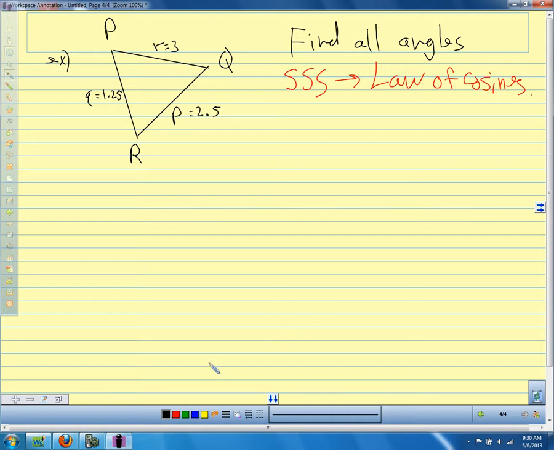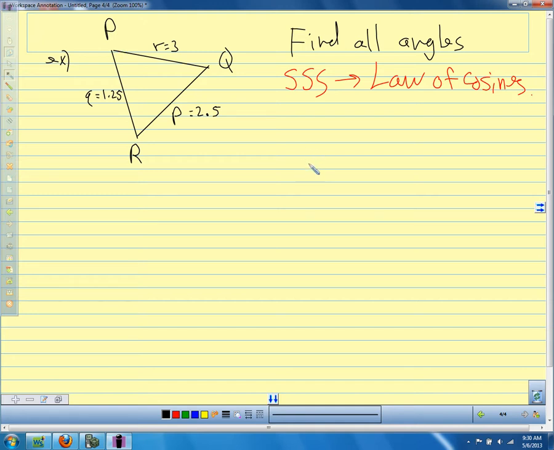Now before we even start the problem, we know that side R is the biggest side. So angle R is going to have to be the biggest angle. Side Q is the smallest side. So angle Q has to be the smallest angle. And angle P is going to be somewhere in between. So if we come up with an answer that's different than that, we know we've made a mistake somehow.